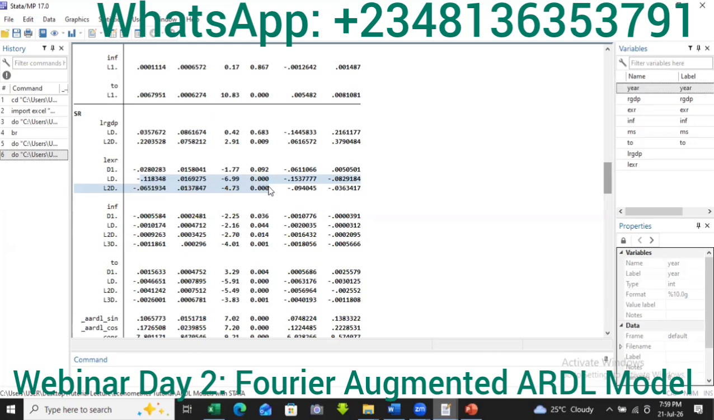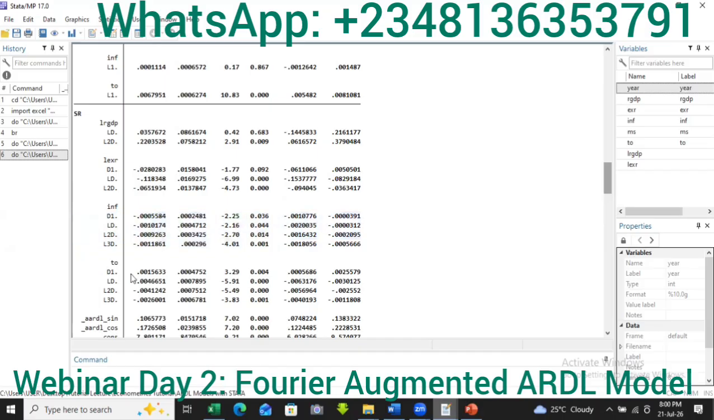That's what it means. Okay, so moving to the long run, you can see it turns positive, that depreciation leads to an increase in real GDP. So this confirms the existence of the J-curve effect in this economy. We can also move to inflation. Throughout the short run, inflation also has a negative impact on real GDP.